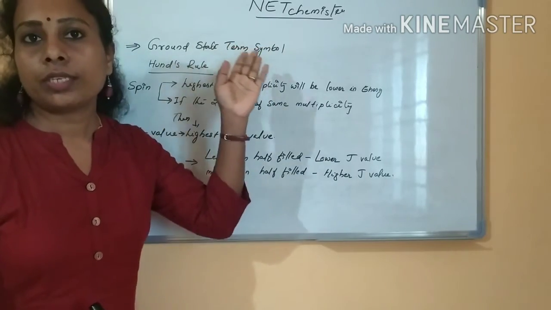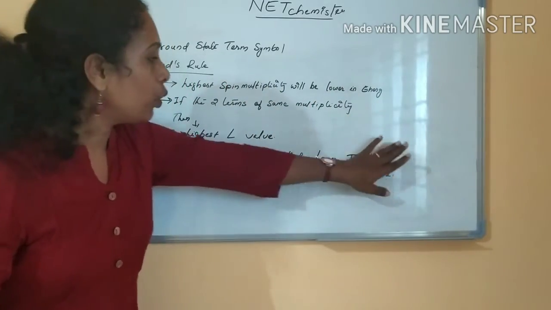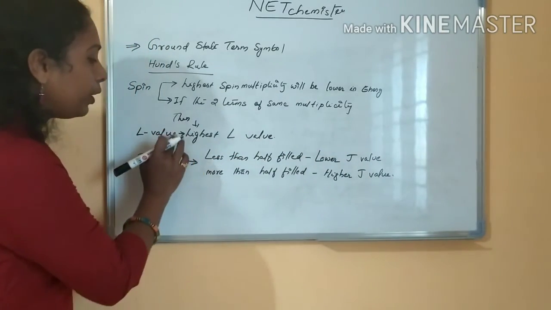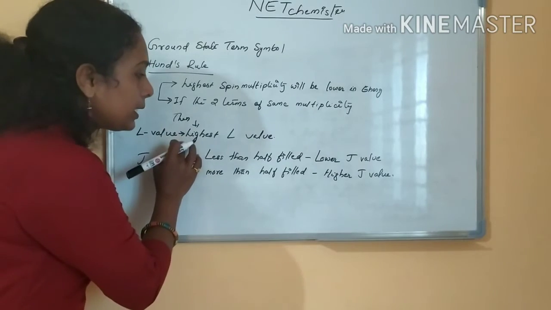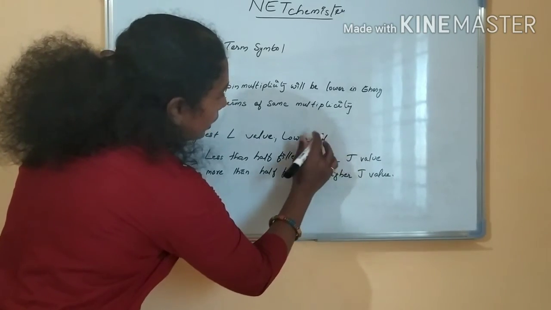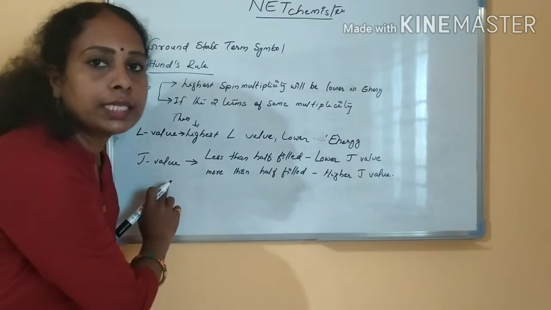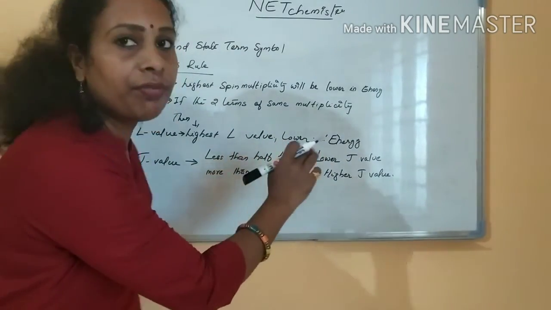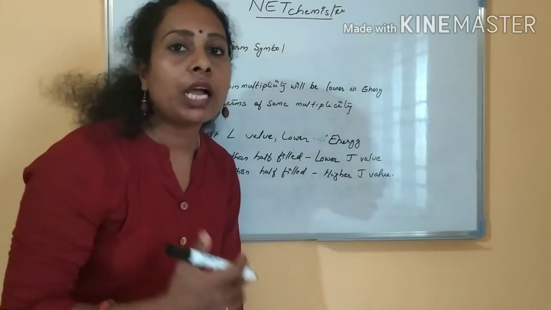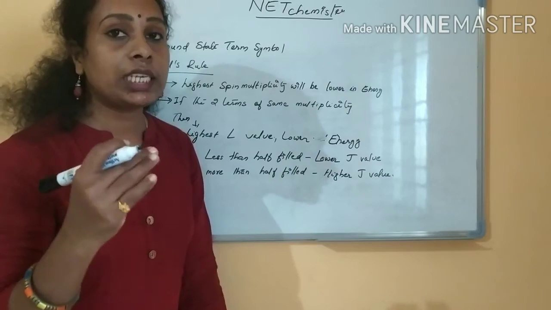To predict the ground state term symbol, Hund's rule: what is the spin multiplicity rule? The highest spin multiplicity will be lower in energy. If two terms of the same multiplicity are available, then you have to go for the L value. The highest L value will be lower in energy. Then you have to consider the J value. If it is a less than half filled orbital, take the lower J value. If it is more than half filled, then take the higher J value. Clear? If it is clear, we will see one example.